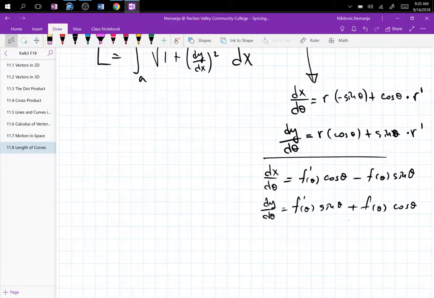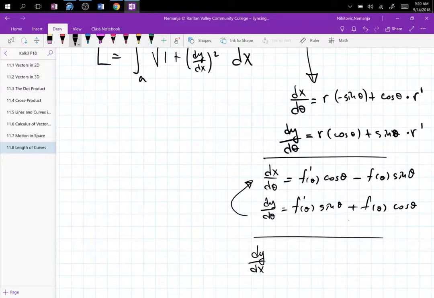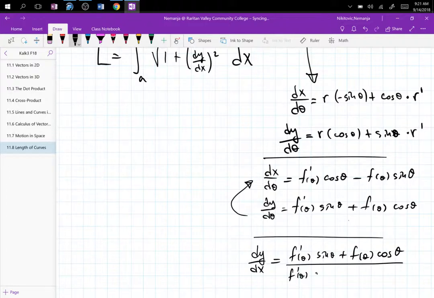I hope that you see that if I divide these two equations, obviously divide y by x, I'm going to get the formula for dy dx. dy dx is going to be f prime theta sine theta plus f of theta cosine theta divided by f prime theta cosine theta minus f of theta sine theta. Wow! We got our derivative dy dx.